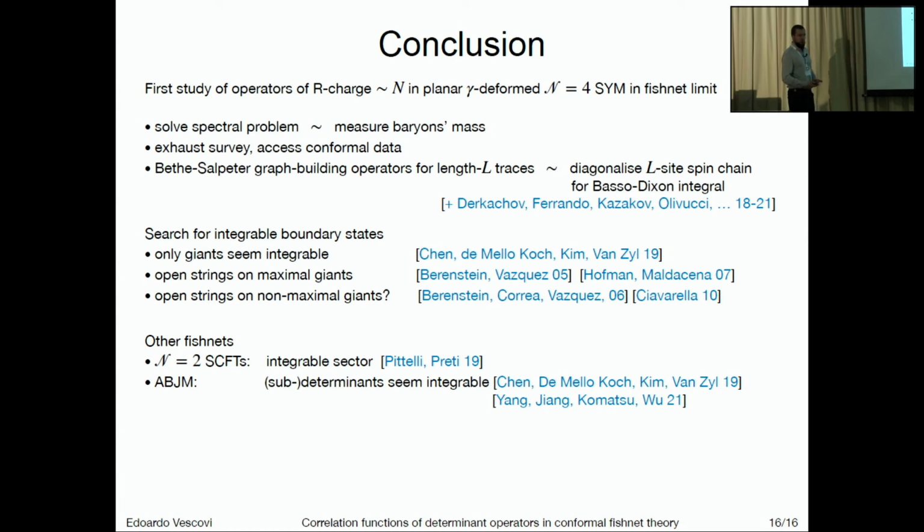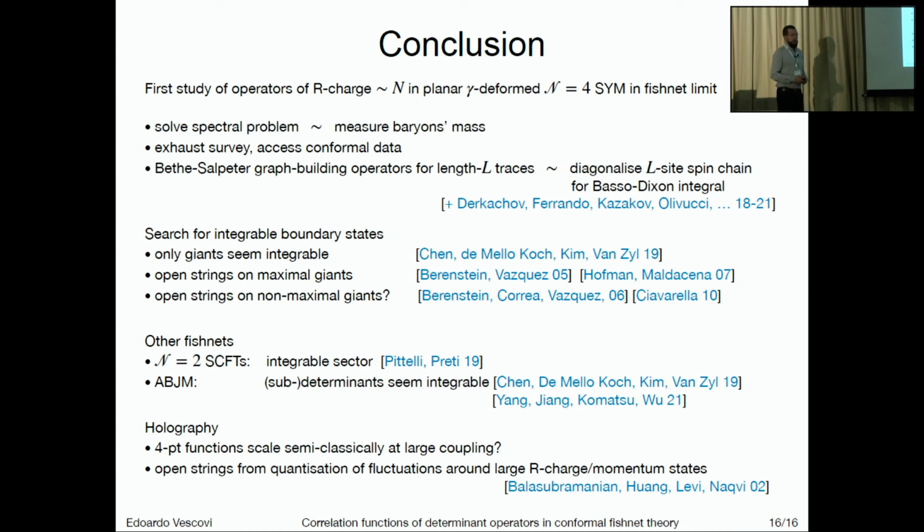Of course, we can also go beyond the usual fishnets, have a look at the BMN, where determinants, subdeterminants seem to be integrable. Maybe there are other interesting directions in the fishnet of the BMN, and also in these fishnets of N=2 superconformal field theories in 4 dimensions, where very, very little is known, but it is very interesting from a physical point of view because it cuts out an integrable sector in these superconformal field theories. And maybe this search for integrable states can bring many results also in this sector.